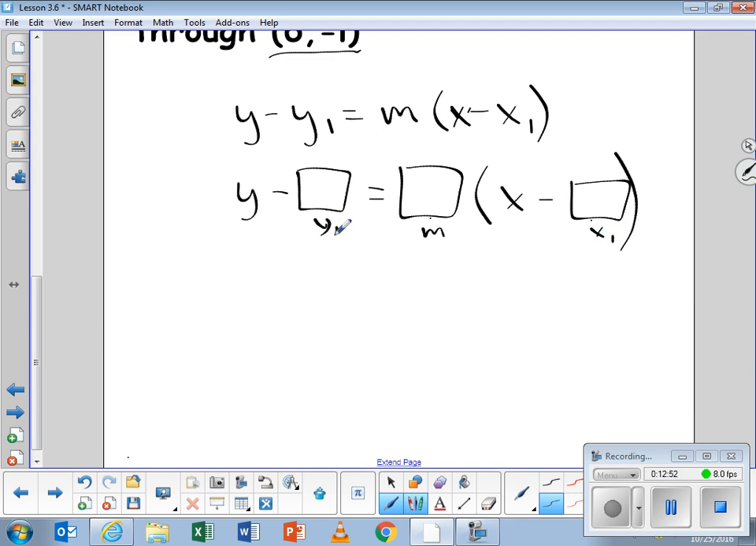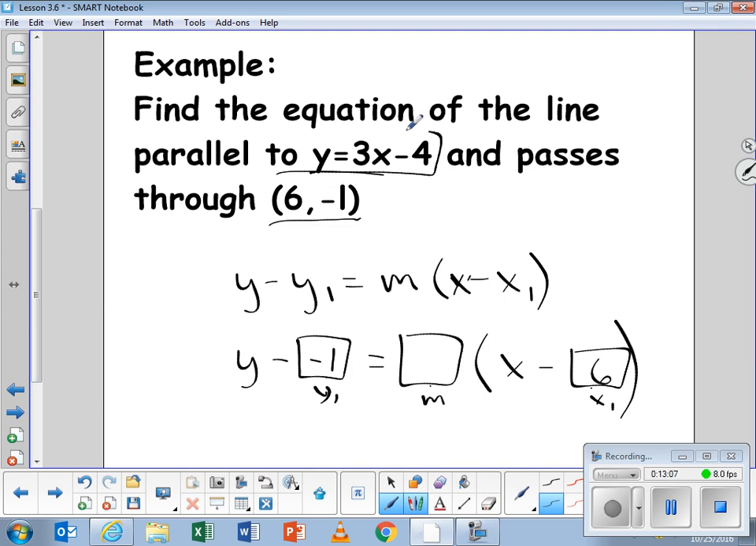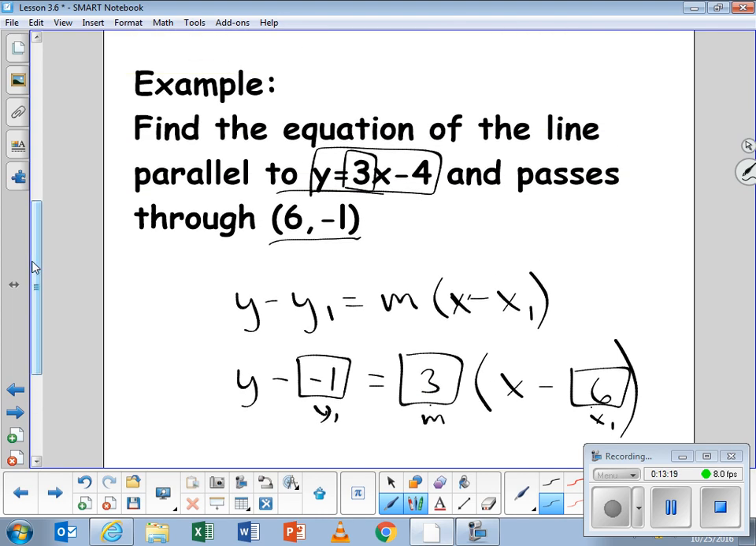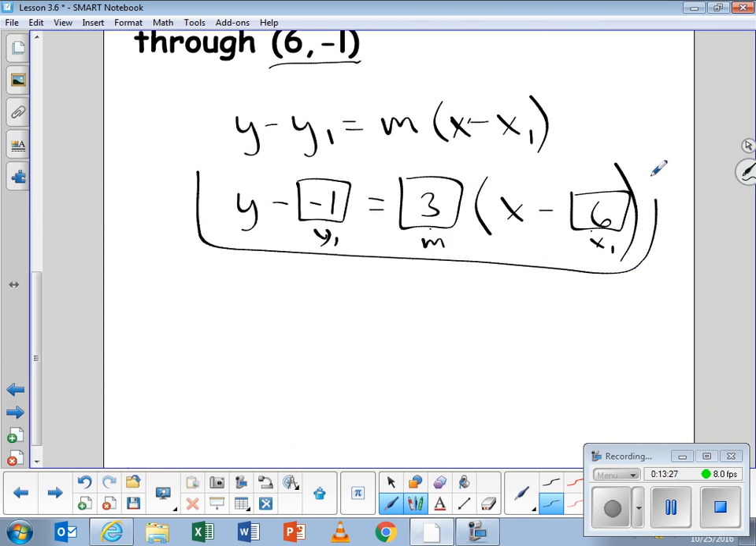Okay? What point does this have to pass through? (6, -1). So the y is negative 1, the x is 6, and what do we say the slope was? If it's parallel to this line, that means it has to have the same slope, which is 3. So 3 goes here. Now, did I tell you to write this in standard form? Did the directions say give your answer in standard form? No. So this is correct. You could stop here if you wanted to.